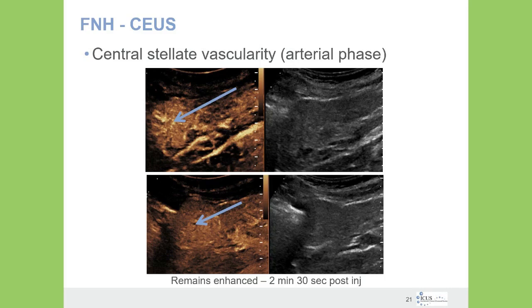If we look at the top contrast image in the center where the arrow is pointing, there is a starfish or stellate appearing area. We will see fill-in from the inside to the outside with the stellate appearance in an FNH. The bottom image is 2.5 minutes after injection, and if you look at the lesion where the arrow is pointing, compared to the remainder of the liver, the lesion remains enhanced. This is characteristic of a benign lesion.